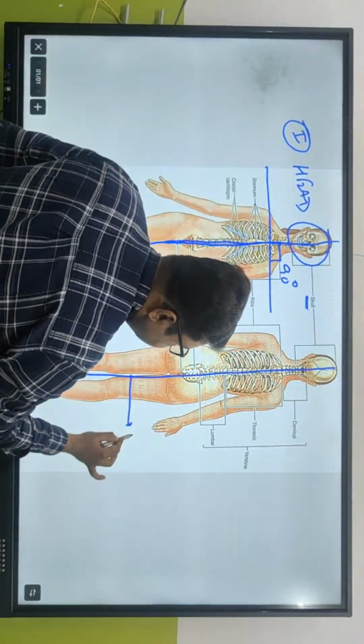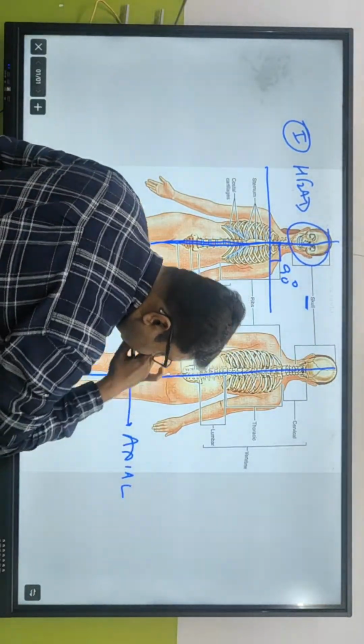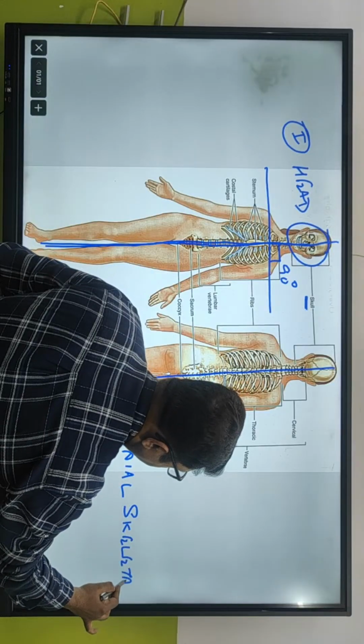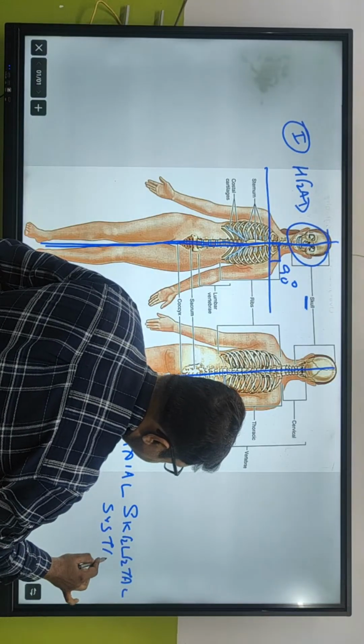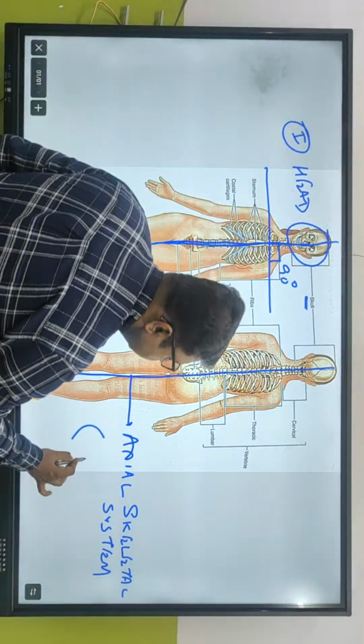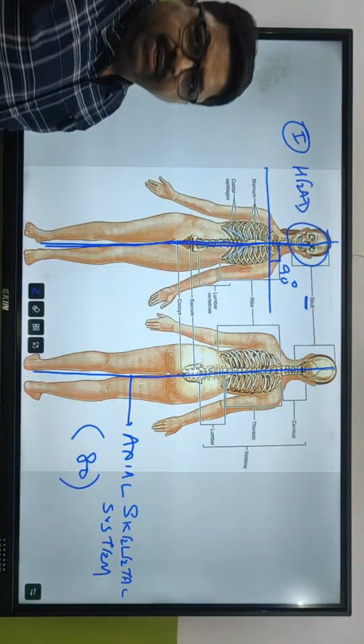This longitudinal axis को क्या कहते हैं? The bones present inside the longitudinal axis are called the axial skeletal system. बोलो समझ में आया क्या? How many bones are there in the axial skeletal system? There are 80 bones inside the axial skeletal system.